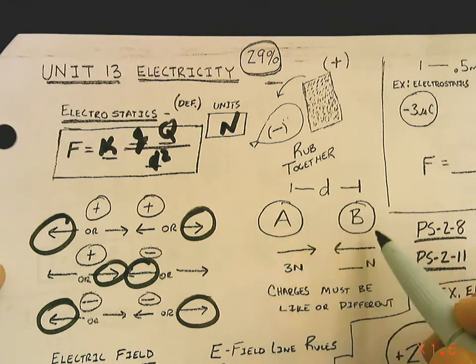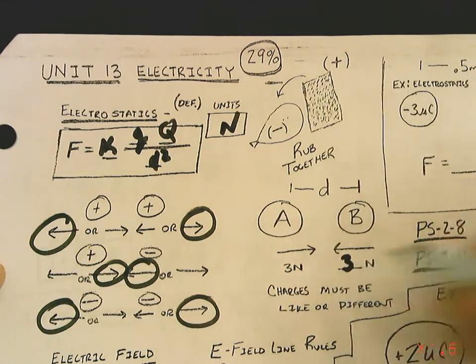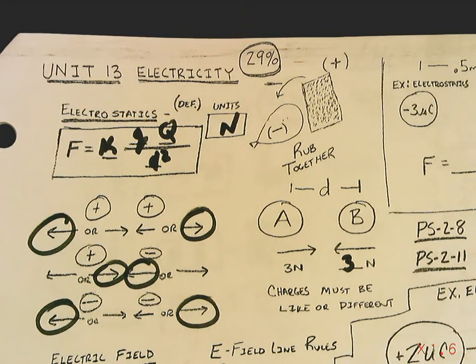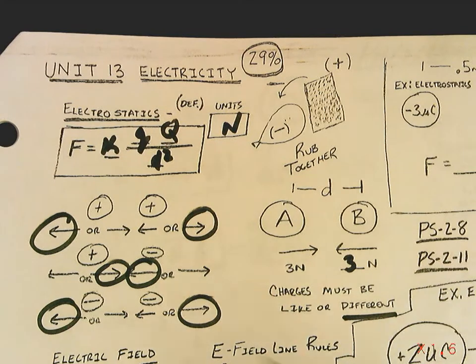If we look at charges A and B, and A experiences 3 newtons of force towards B, that means B experiences 3 newtons towards A. The charges must be different if they're going toward each other, just like we saw to the left.